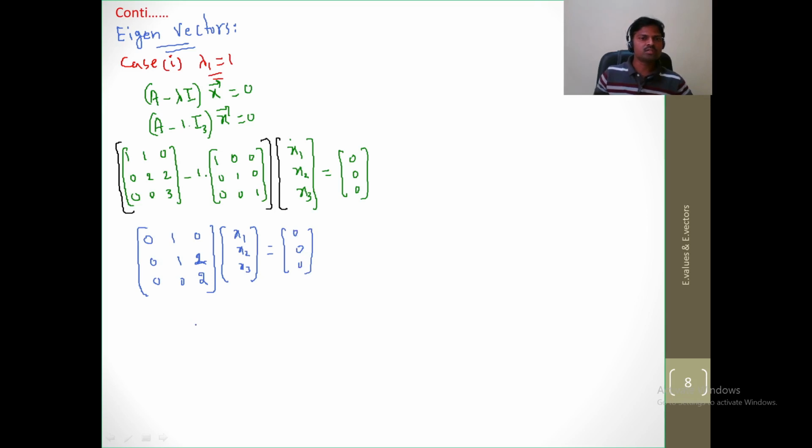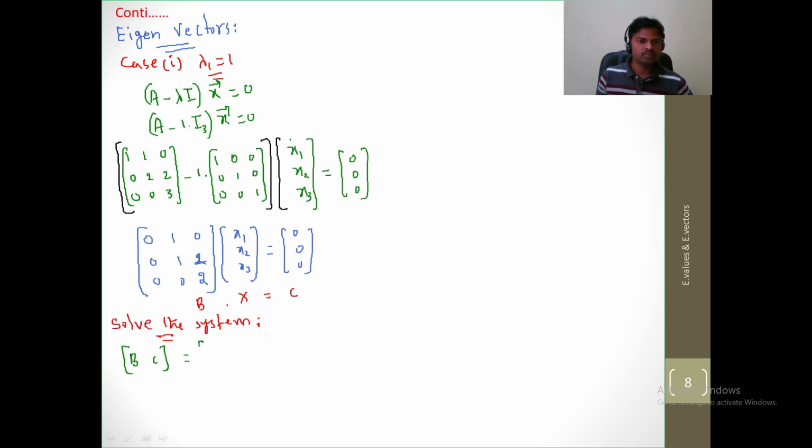Again, this is a system of linear equations, right? So we have to solve it. This is the coefficient matrix B, this is the variable matrix and this is the constant matrix: B x is equal to C. Solve the system to find the unknowns. Solve the system by the Gauss-Jordan elimination method. For that, what do we have to do? We have to construct the augmented matrix. What is the augmented matrix? B, C.